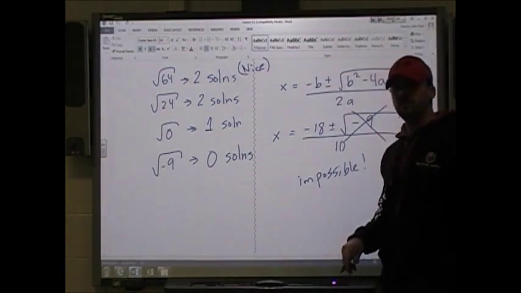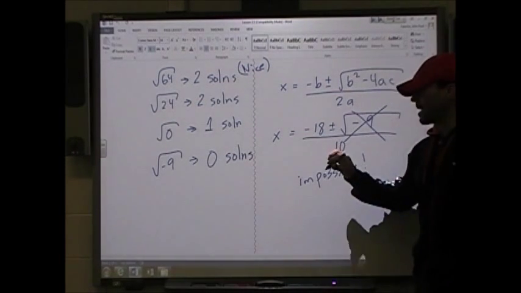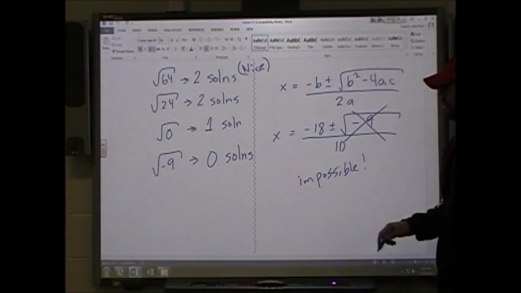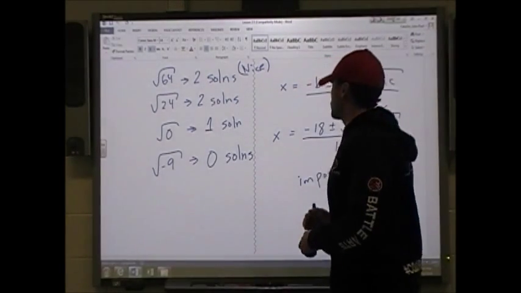That just means, just like I spoke about at the beginning, you may have a vertex above the x-axis and it opens up, or a vertex below the x-axis and it opens down, so it would never cross the x-axis.